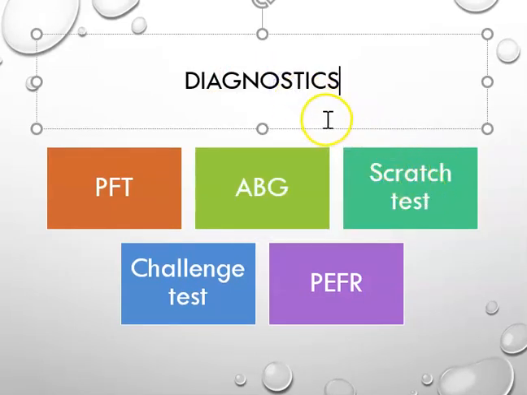ABGs are going to be used to evaluate oxygenation during an acute attack, and remember, those are quite painful to the patient because they're going straight down into the arterial. So just keep that in mind to support them.